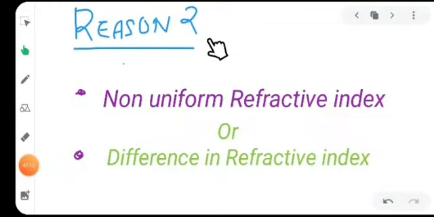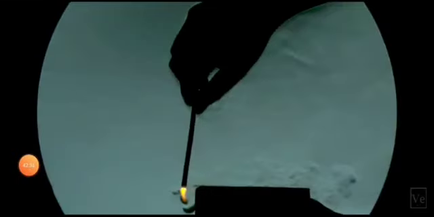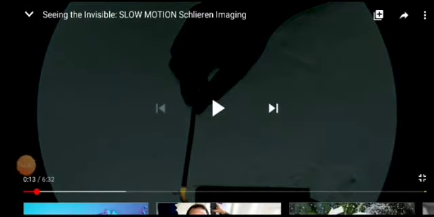Moving on to the second basic reason. The second reason why transparent materials are visible is because of non-uniform refractive index. What is that now? Or a difference in refractive index. Let me show you a video clip which really demonstrates this. Let me play this video.